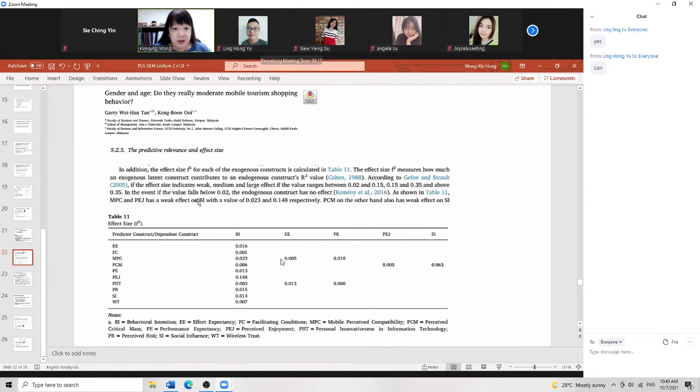They have a weak effects on BI with value of 0.023, and then 0.018, okay? 0.02, okay? Yes, all these are below 0.02, okay? All right, this one is above. This one, these two, are above 0.02. All right.